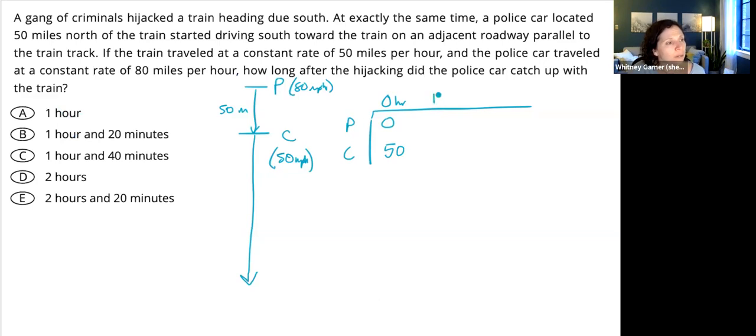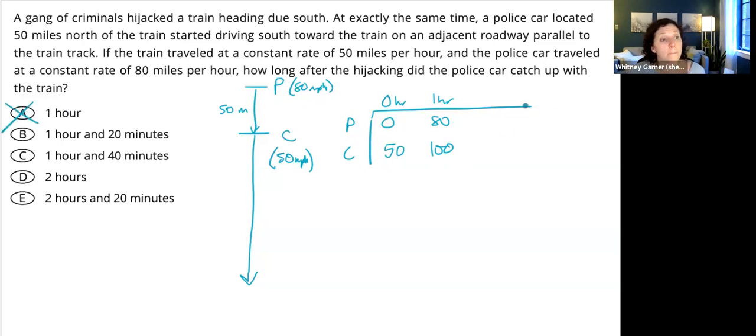So at 1 hour, the police have gone 80 miles. So they're at like mile marker 80. The criminals have gone 50 miles on top of their head start, so they're at 100 miles. The police have not caught up with the criminals. Right? They're only at mile marker 80 while the criminals are at mile marker 100. And so an hour is not enough.